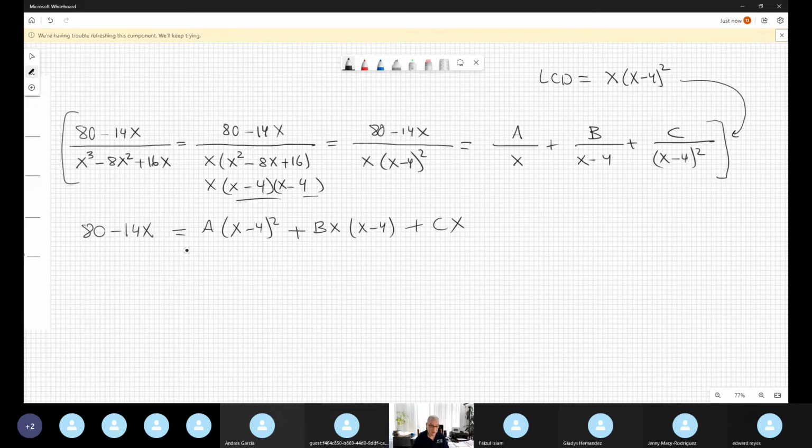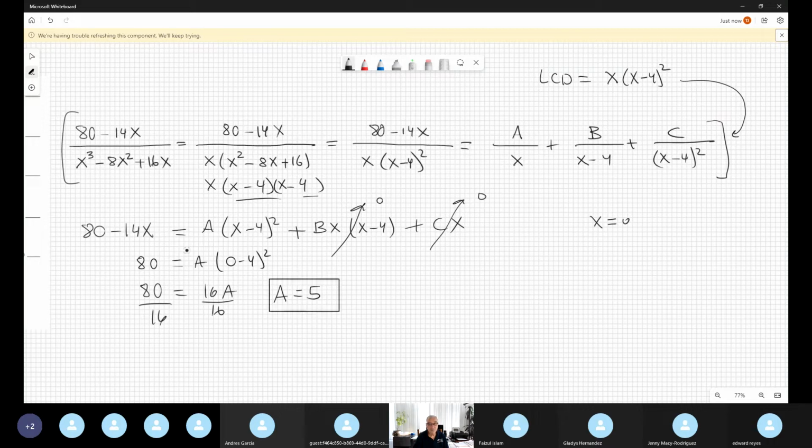Now let's start with the smart value. Suppose the first is 0. Because 0 guarantees that this is gone, and this is gone, and only 80 stays alive. The 0 here: 80 is equal to A times 0 minus 4 squared. 80 is equal to 16A, because negative 4 squared is positive 16, no? And divided by 16 on both sides, A is 5. Cool, I have the first one.